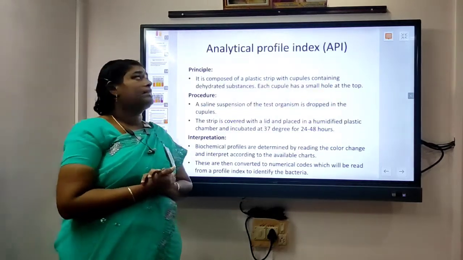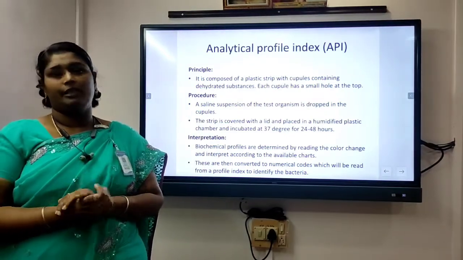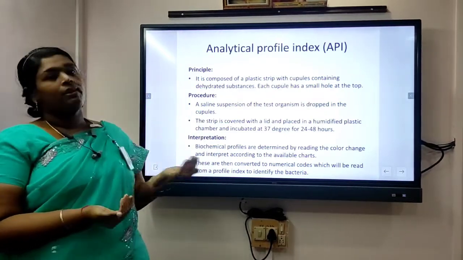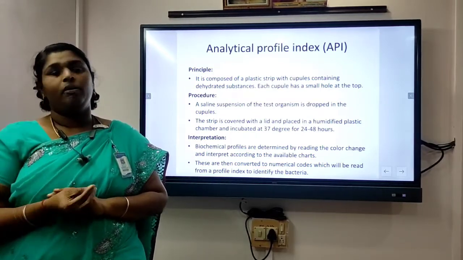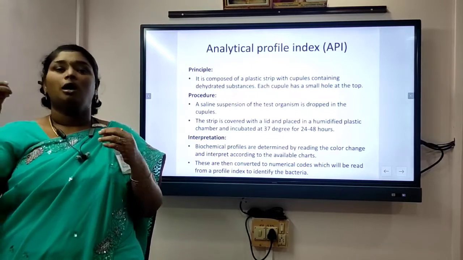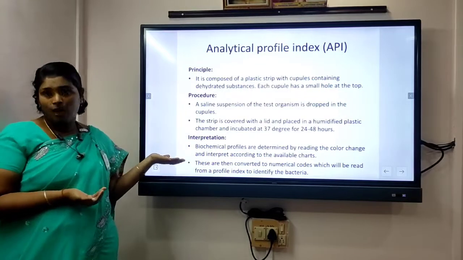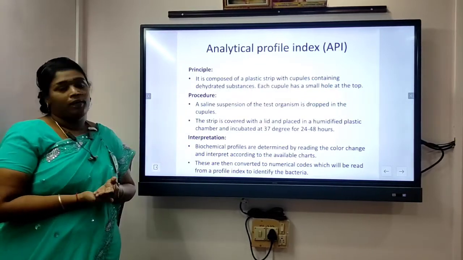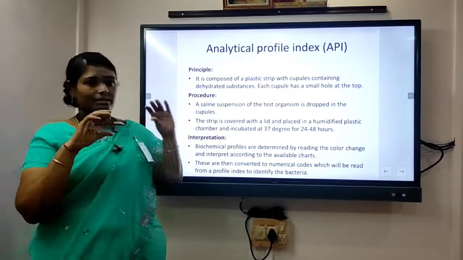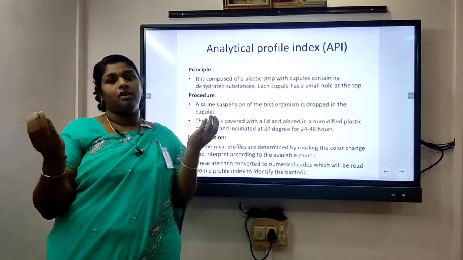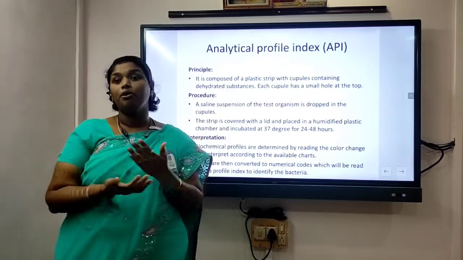So the next part is the analytical profile index. This is an advanced form of biochemical detection method. In the previous slides we saw different types of biochemical tests, but each and every biochemical we have to prepare on our own in the manual form. But this is the new advanced form, the analytical profile index. So what is it? This is a plastic strip. The analytical profile index is nothing but a plastic strip which has been coated with a number of different biochemicals.